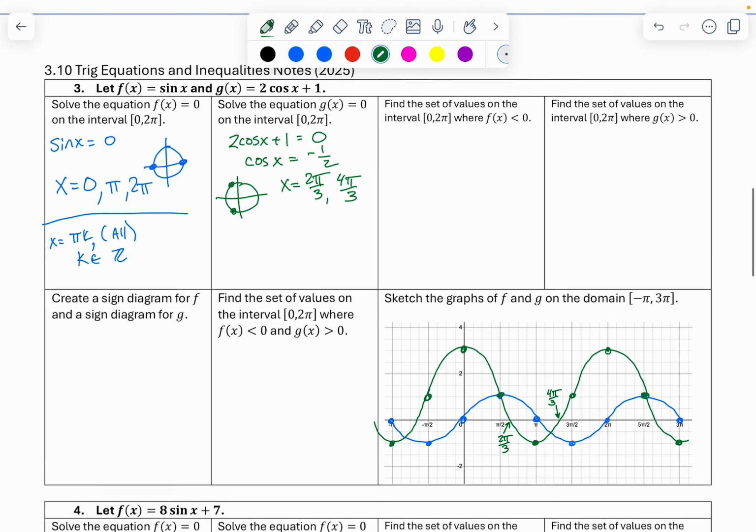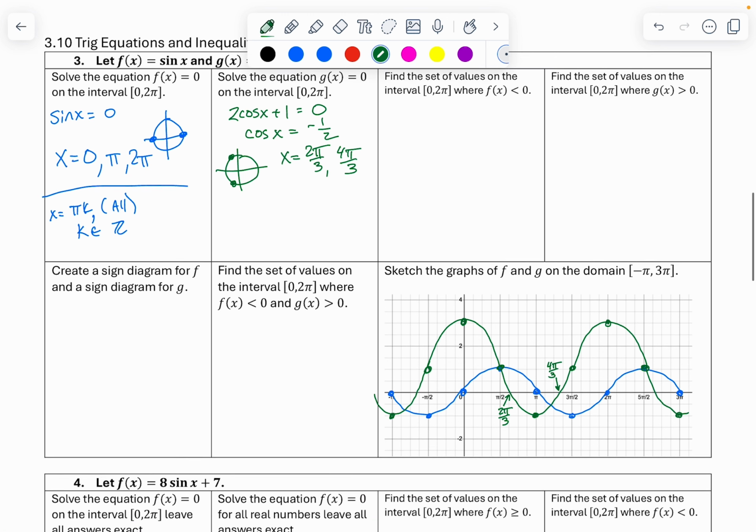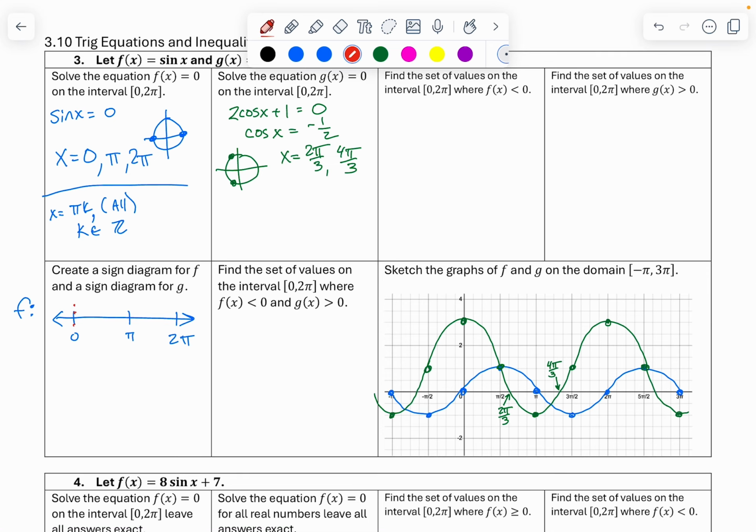Okay, so now looking at this, let's see the sign diagrams. There we go. We'll do the sign diagram for F. Here's F sign diagram. So I have 0, I have pi, I have 2 pi. And actually, maybe I should make everything dotted, because those are zeros. Okay, and then the sign between 0 and pi is positive, and between pi and 2 pi it's negative. We know that from the graph.